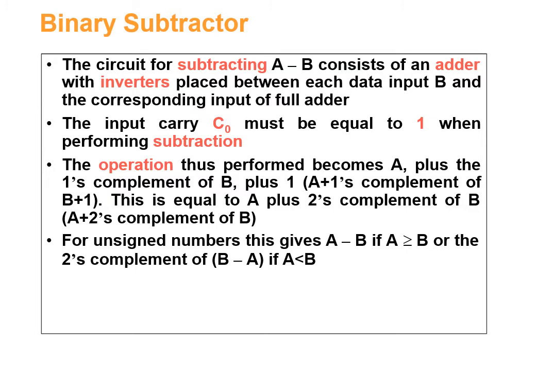For unsigned numbers, this gives A minus B if A is greater than or equal to B, or the 2's complement of B minus A if A is less than B. For signed numbers, the result is A minus B, provided that there is no overflow.